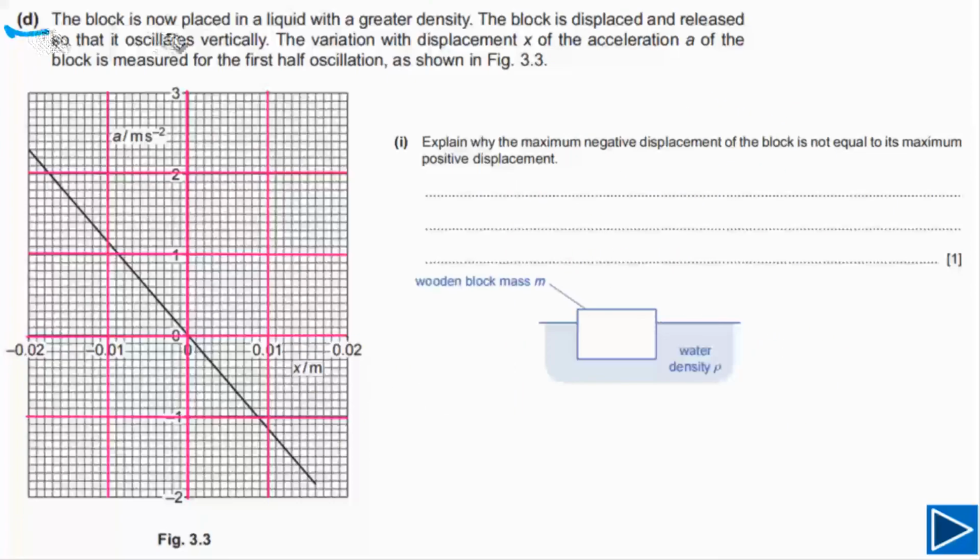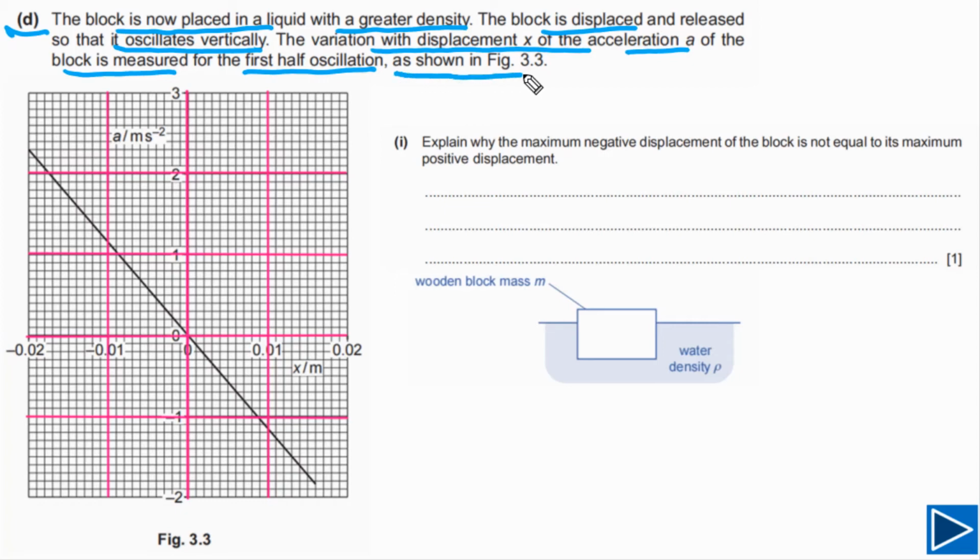For part D, it is given to us that the block is now placed in a liquid with a greater density. The block is displaced and released so that it oscillates vertically. The variation with displacement x of the acceleration A of the block is measured for the first half oscillation as shown in figure 3.3. For part D1, we need to explain why the maximum negative displacement of the block is not equal to the maximum positive displacement.